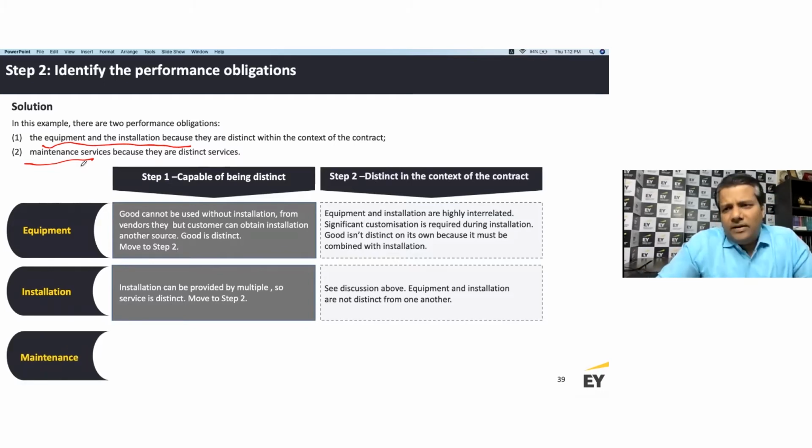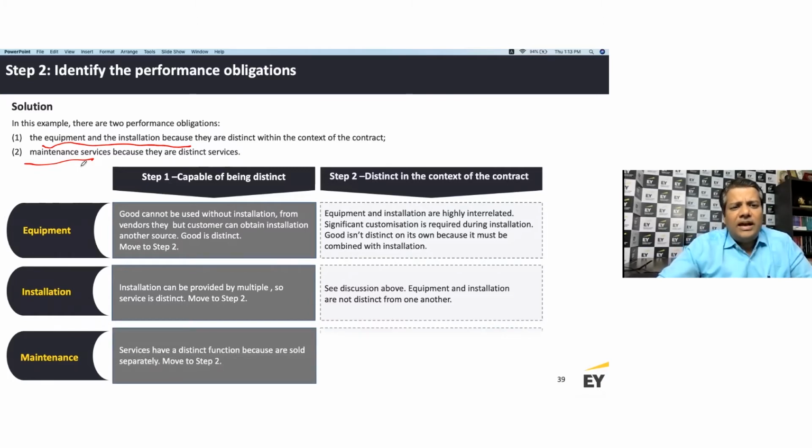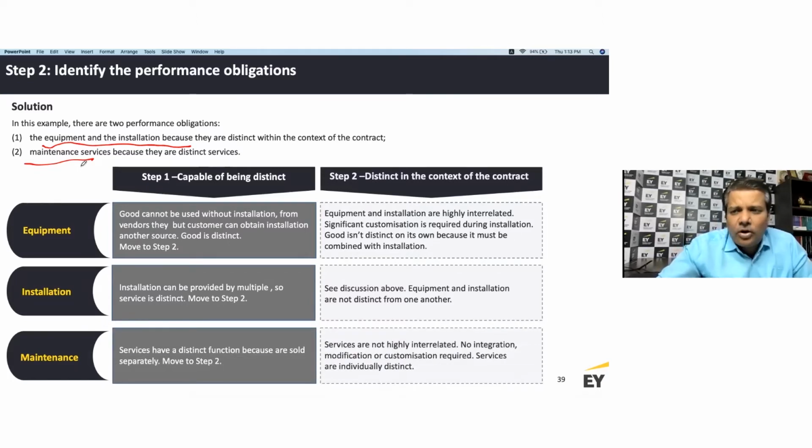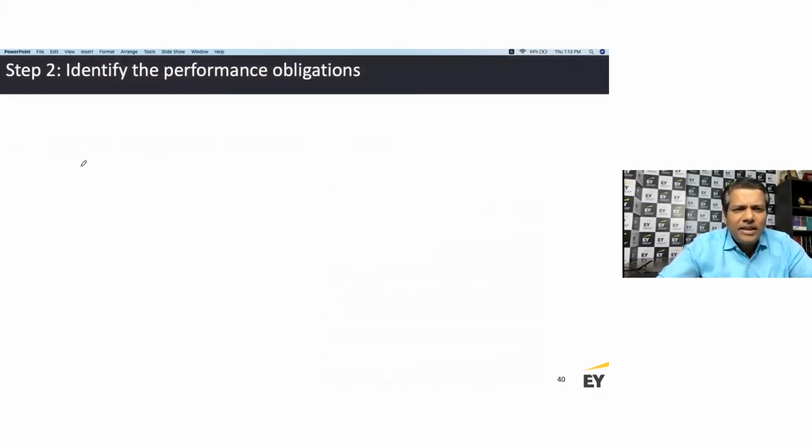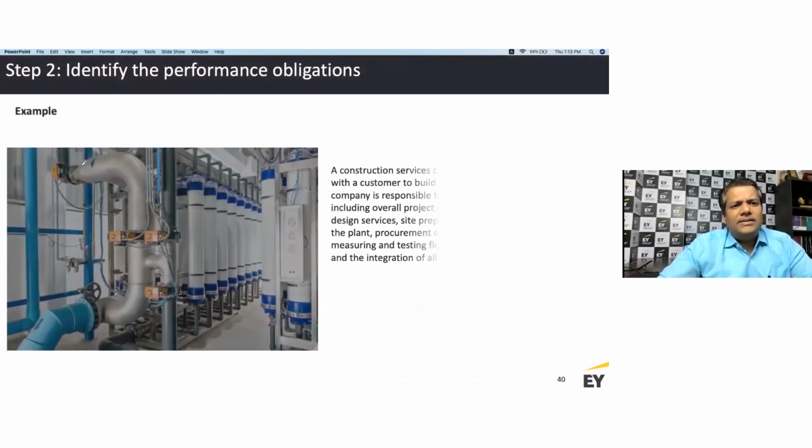The maintenance, of course, is a separate performance obligation because it is being sold separately. I as a customer may decide to buy it. Even if I decide not to buy, I can still benefit from the equipment and the installation services which I have already received from the seller. From that perspective, that is why there are only two performance obligations in this arrangement, right? So let's look at another example, right?